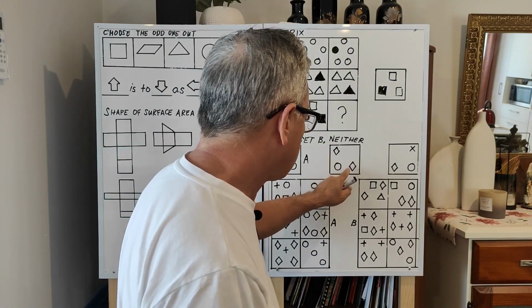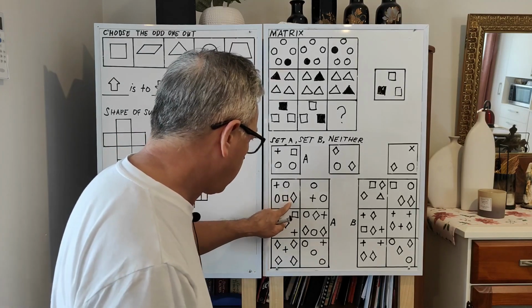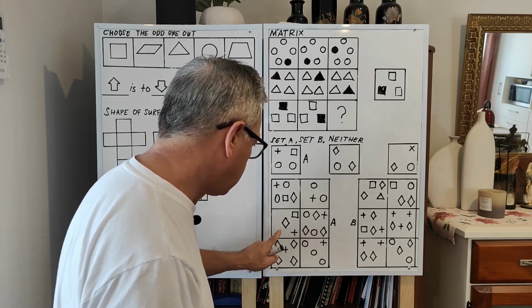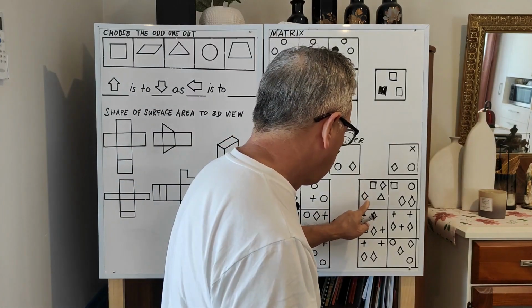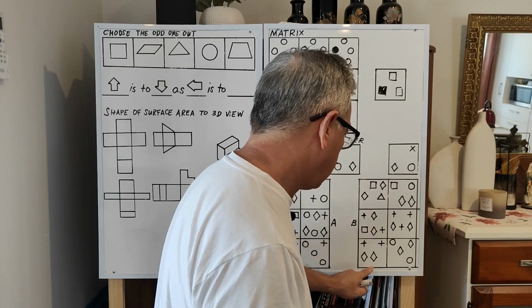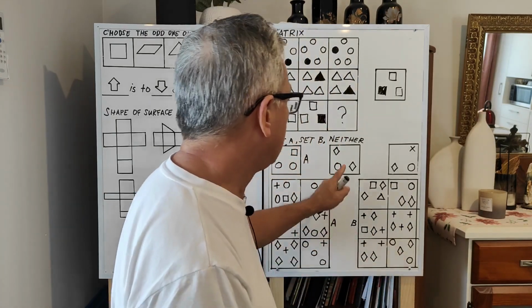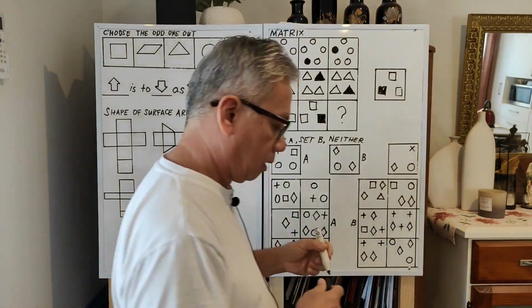Let's see the diamonds. There are 2 diamonds. In here, there's 1, there's none, there's 3, there's 1, there's 4, there's none. So not in here, but in here, there's 2 diamonds. In here, there's 2 diamonds each time. So this one is set B.